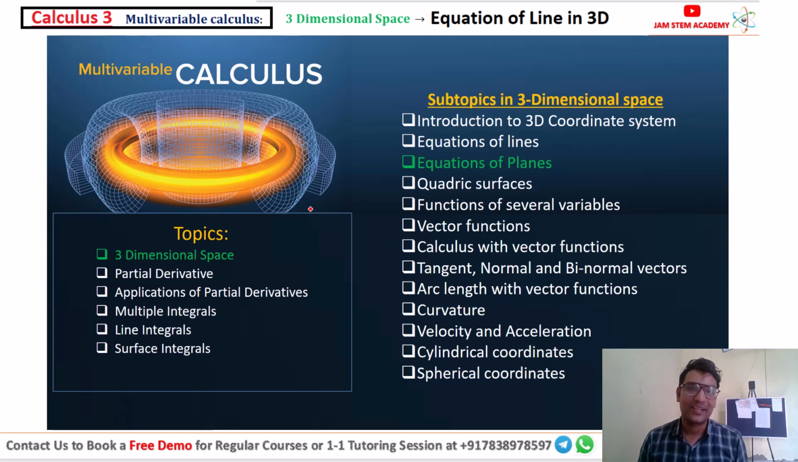Hello everyone, welcome back to Multivariable Calculus, and today we are going to cover the equation of a plane, which is a subtopic of three-dimensional space in our multivariable calculus. Today we will discuss how to find the equation of a plane, and under what conditions a plane and a line are parallel or perpendicular. So let's get started with the first thing, the equation of a plane.